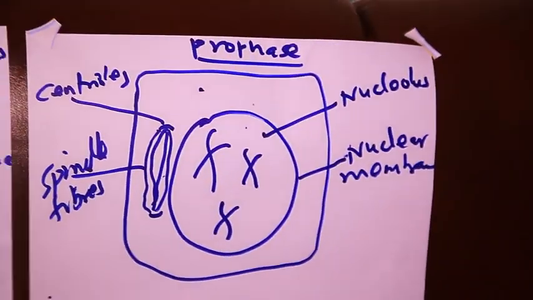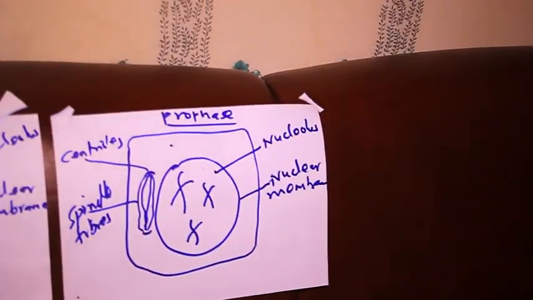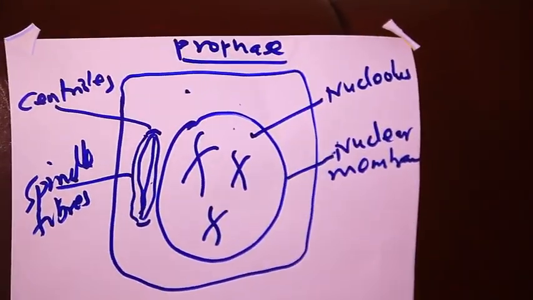But most importantly here, at this point in time, there is the early prophase and the late prophase. As the process continues to move to the late prophase, the nucleolus begins to disappear. Number two, the nuclear membrane also begins to disappear. So that is very important to note. After prophase, we go to metaphase.